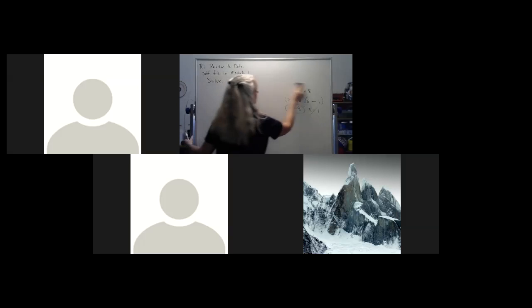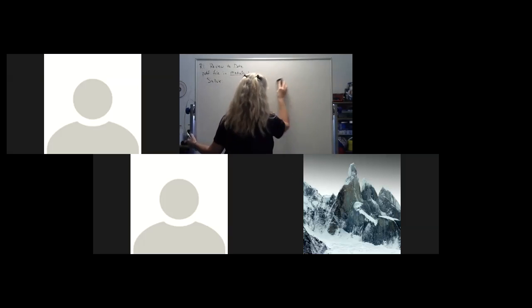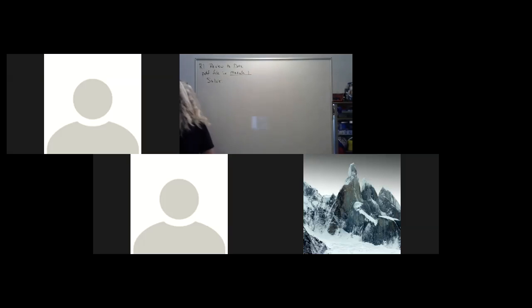Okay, still solving. What if we have 2x to the negative 2 minus 3x to the negative 1 minus 4 is equal to 0? This was on day 2. We did things like this. Does anybody have a suggestion on what to do?